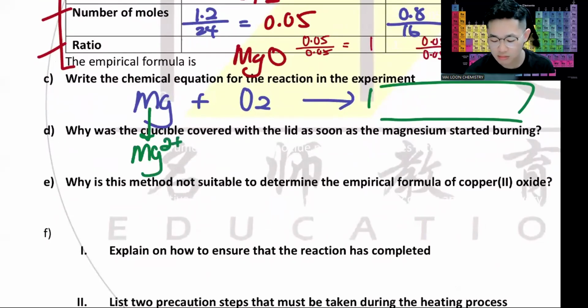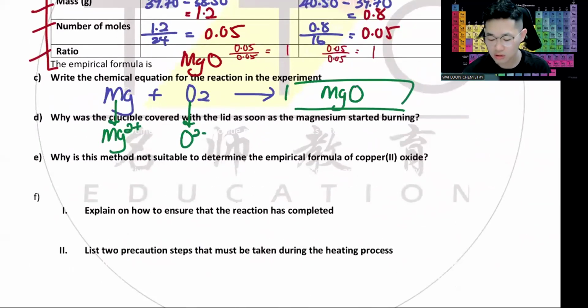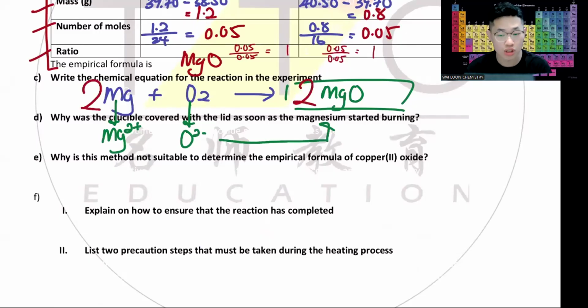We list it out in the form of ions. The formula of the magnesium ion is Mg2+, and when oxygen turns into an ion, we call it the oxide ion, O2-. Mg2+ and O2-, when they combine, they form MgO. Is that okay? Just like that. And then we have to balance the equation. To balance the equation, it will be 2Mg and 2MgO. Okay. Next.